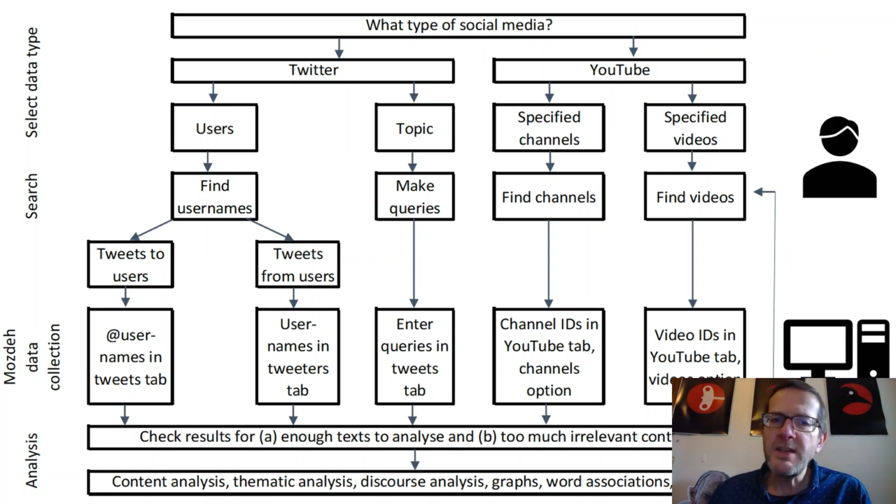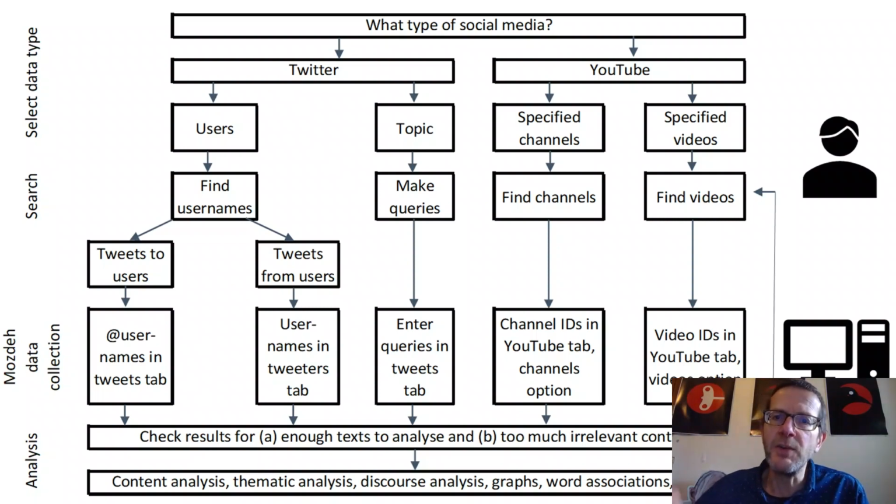And if you pick a topic, then you need to spend a lot of time making queries that will match the tweets that are relevant to your topic. In some cases, the queries might be relatively easy. For example, if you're investigating ADHD, then ADHD is a pretty good query. But in other cases, you might need to spend a lot of time trying to find queries that match relevant tweets and don't match many irrelevant tweets. So that might take you quite a while.